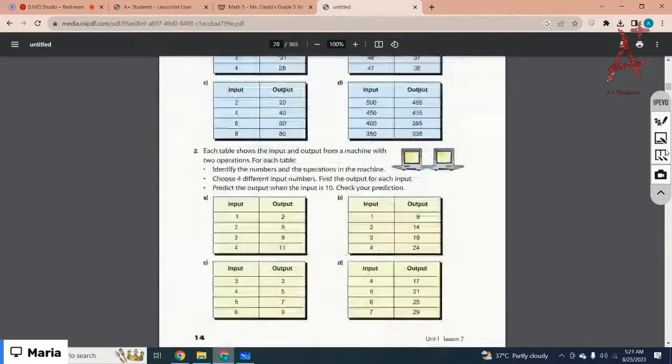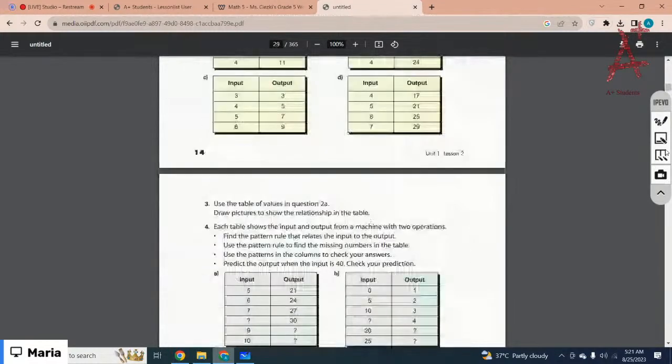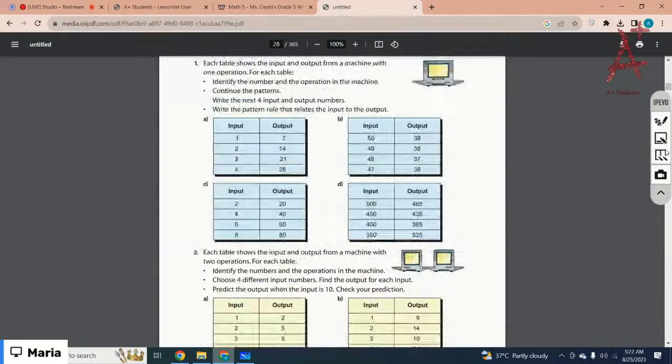Okay, here I'm on the practice questions. Let's start with question number 1. Each table shows the input output from a machine with one operation for each table. Identify the number and the operation in the machine. Continue the pattern. Write the next four input output numbers. Write the pattern rule that relates the input to output.